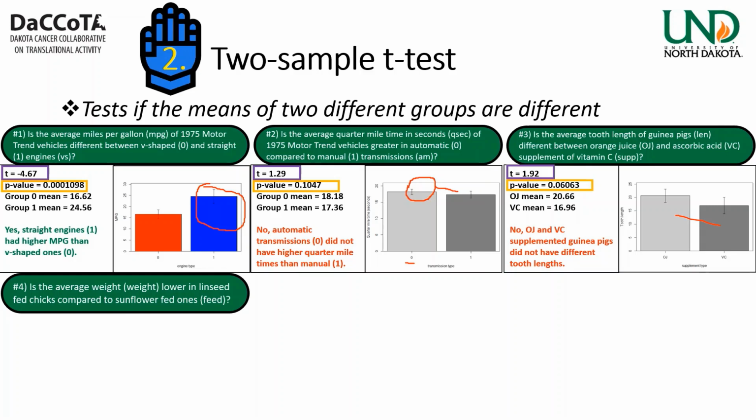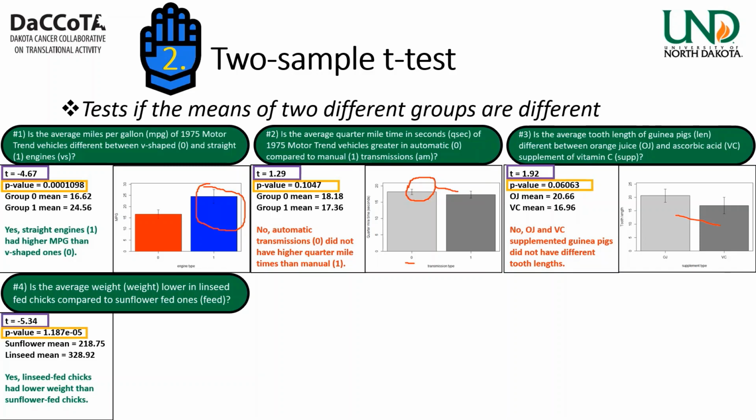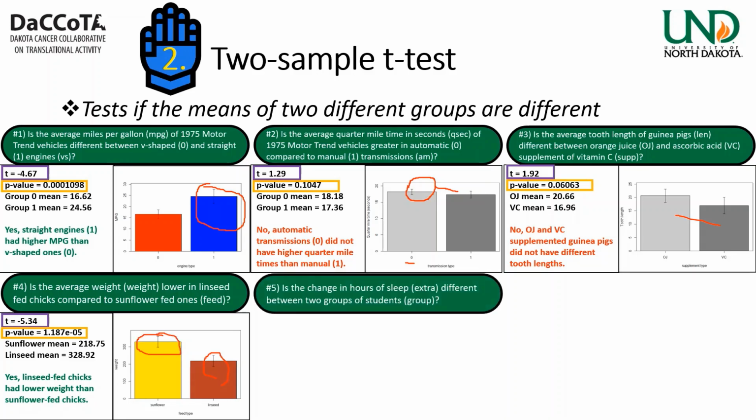What about average weight in chicks that are fed linseed versus sunflower? Well, that looks like it's significant, and we can see here that chicks that were fed linseed were lower than ones that were fed sunflower. So sunflower had higher mean weight.